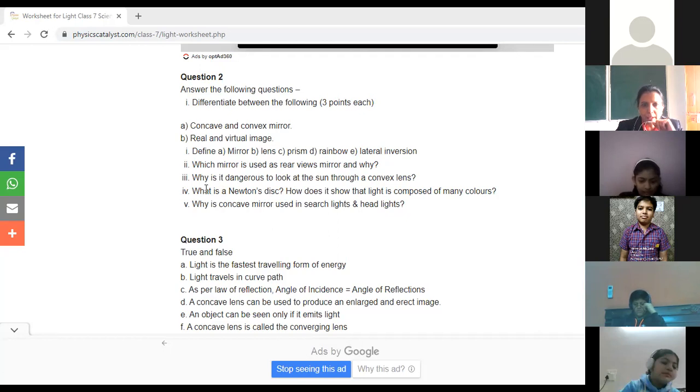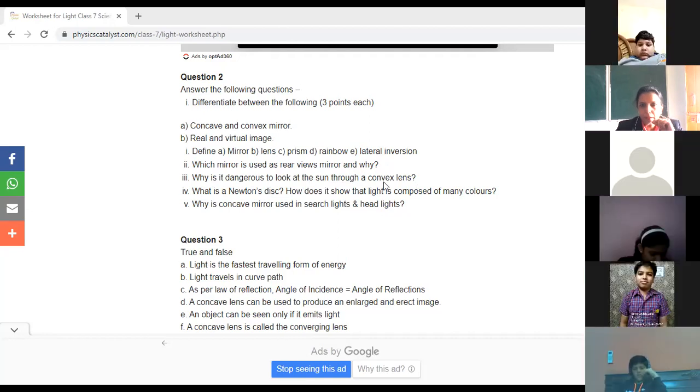Why is it dangerous to look at the sun through a convex lens? Yes, Ayan. A convex lens can focus the sunlight to a point with such an intensity which can burn paper, wood, plastic, etc. This intense light can easily damage our eyes.